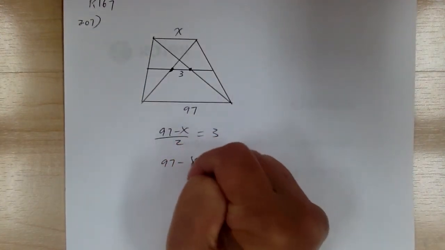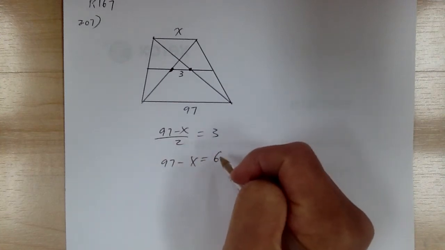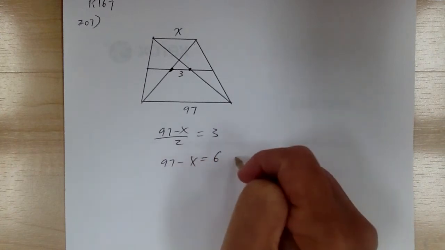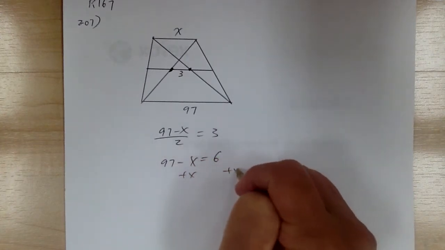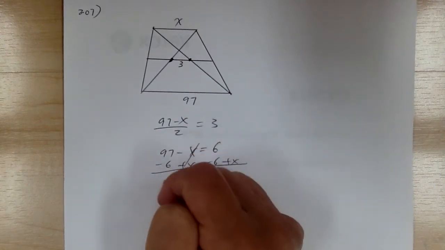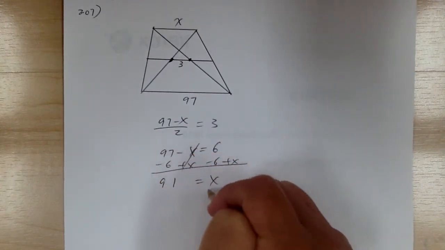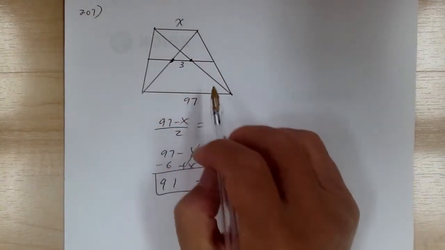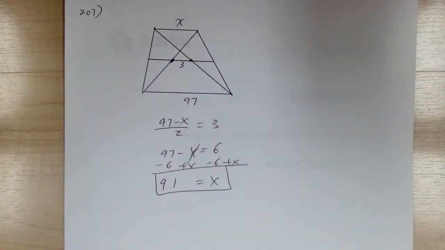So 97 minus x equals 6. And move this over, so plus x, and minus 6, minus 6. So you get 91 is equal to x, and that's it. Okay, so again, if you know the shortcut, it's very simple. Okay, let's go to 208.